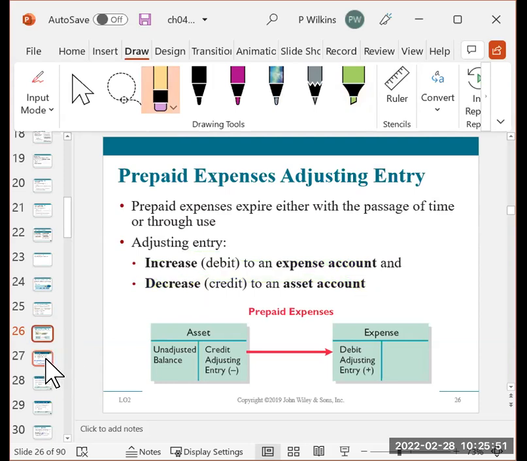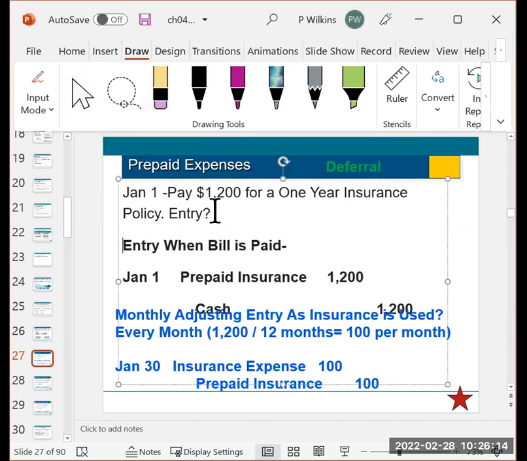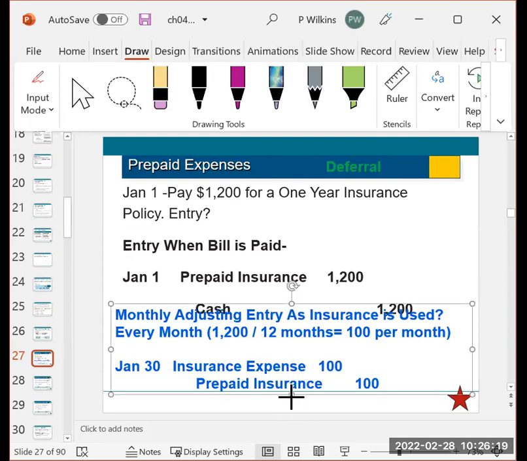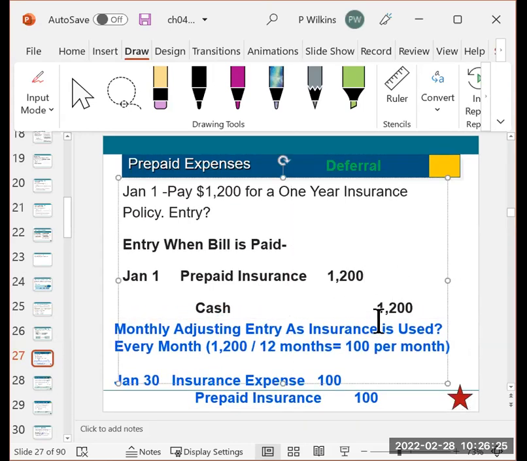All right. So here's an example. January 1, you pay $1,200 for a 1-year insurance policy. What is the entry when the bill is paid? When the bill is paid, your entry is to debit prepaid insurance, because you're buying the insurance for a full year, and you're going to credit cash because you paid cash for it, okay? What is the adjusting entry each month?